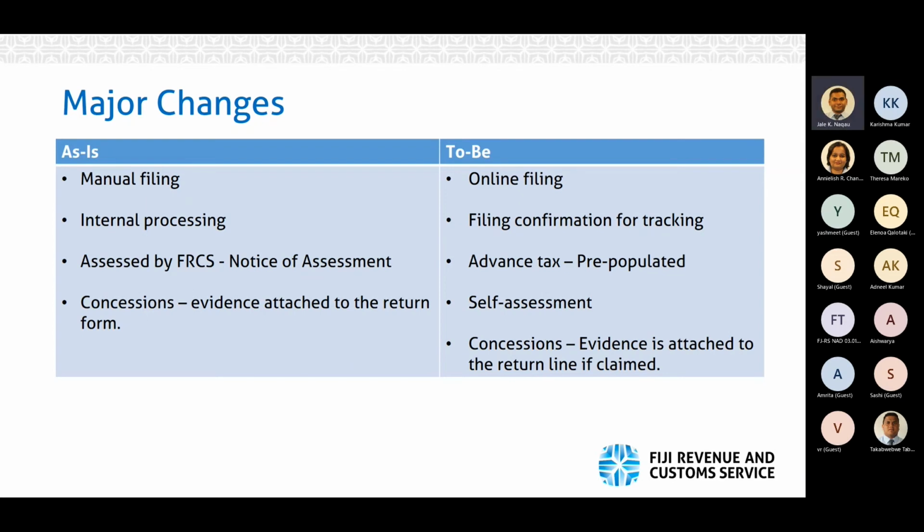On the right hand side, the online filing, as you know, is only towards there. But actually, there's a behavioral change that needs to happen. This is very, very important. I know FRCS understands the importance of this in terms of informing and assisting the taxpayers on the online filing. Filing confirmation for tracking is there. It will be in your correspondence type. Advanced tax, if you already paid in the current system, all the payments from the ledgers will be pre-populated. So if you ask me, what do I do with this? It's already going to be pre-populated.